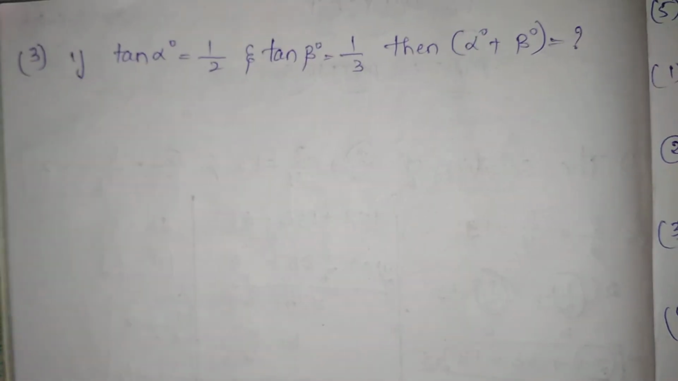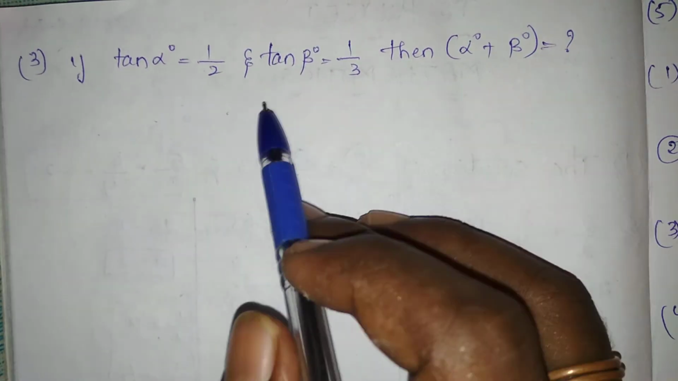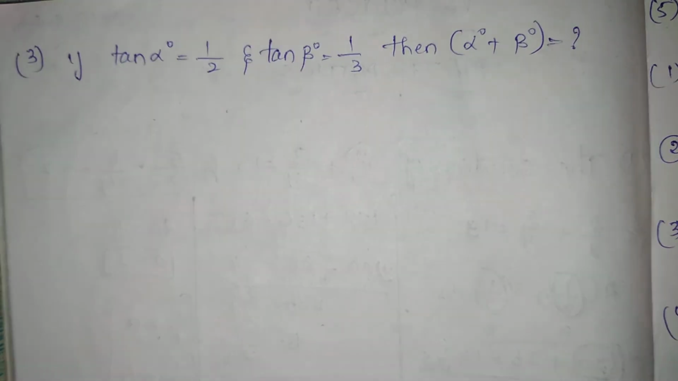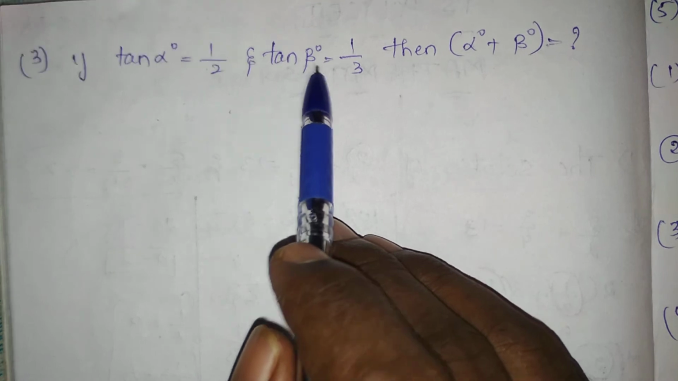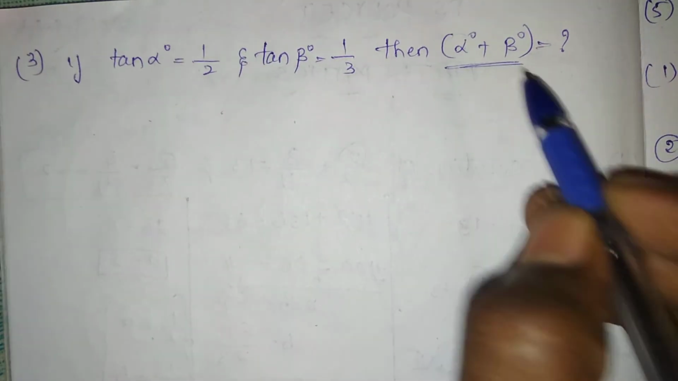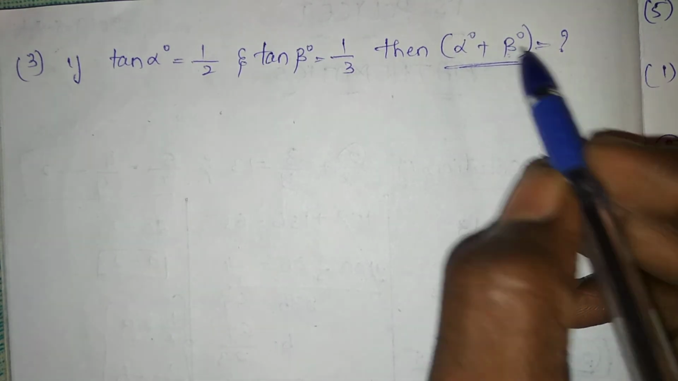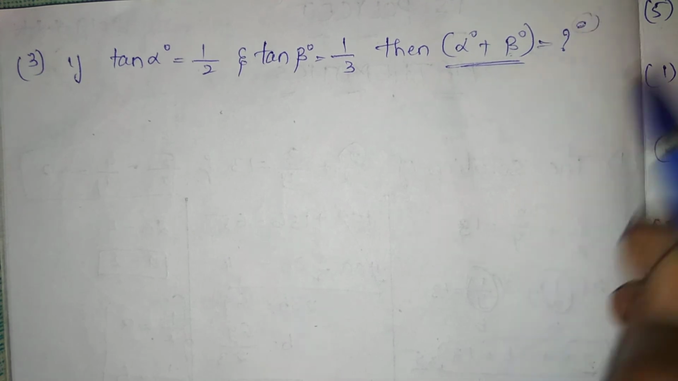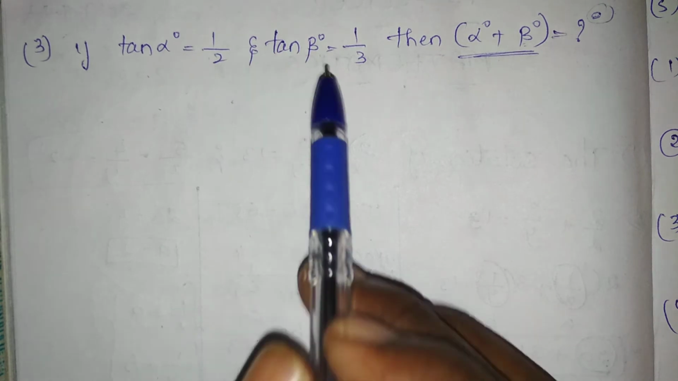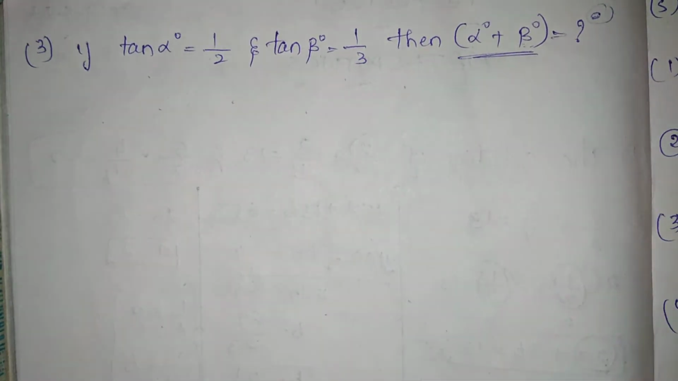Number 3 question. If tan alpha is equal to 1 by 2 and tan beta is equal to 1 by 3, then what is the value of alpha plus beta? Here alpha and beta are in degrees, so alpha degrees plus beta degrees will be in degree form. Tan alpha is given, tan beta is given, but we have to find alpha plus beta only.